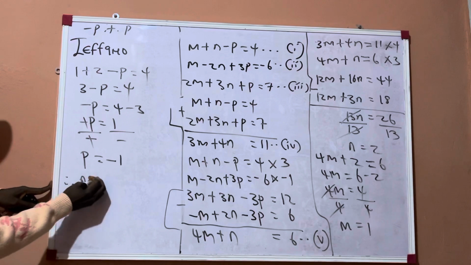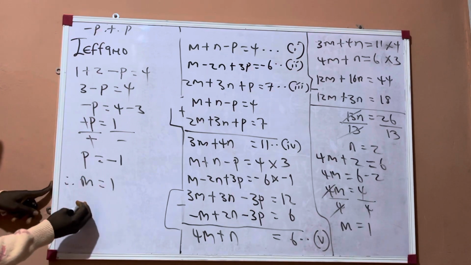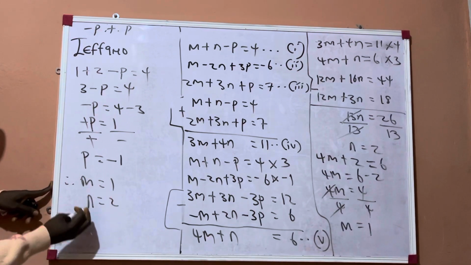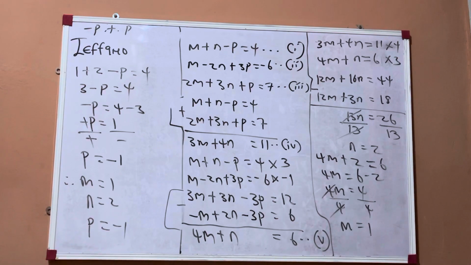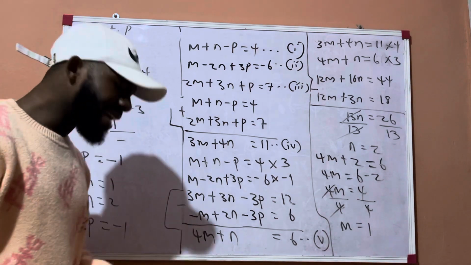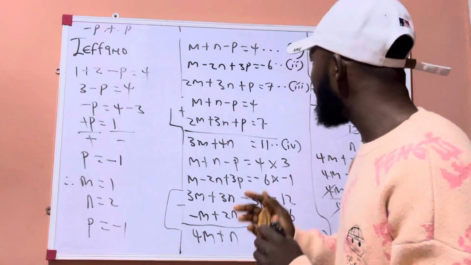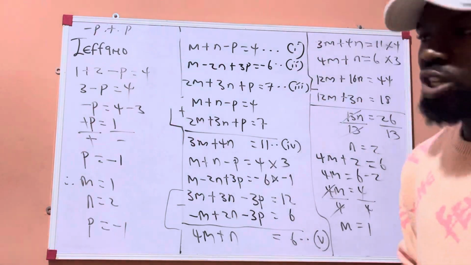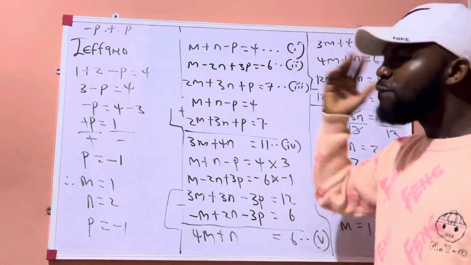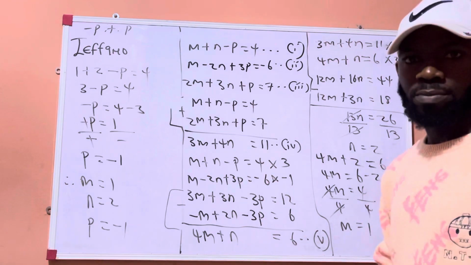Therefore, m is equal to 1. n is equal to 2. And p is equal to minus 1. So class, this is how you can apply the elimination method in solving three-variable simultaneous equations.